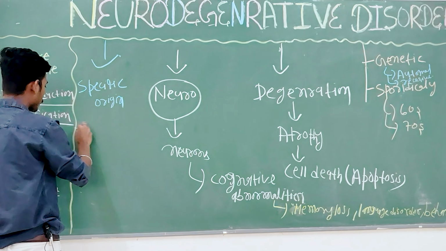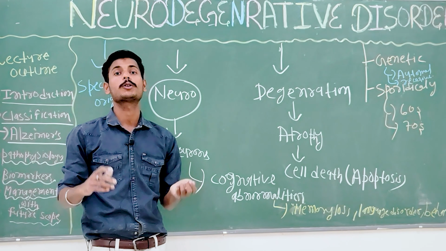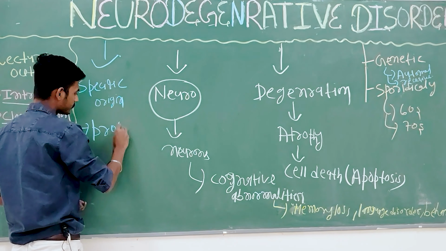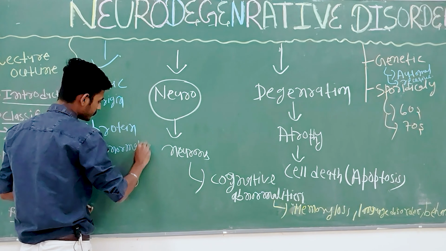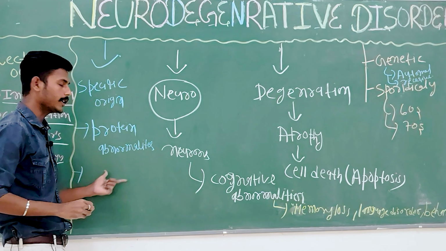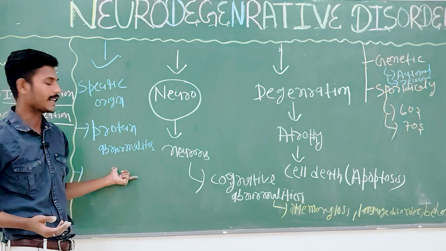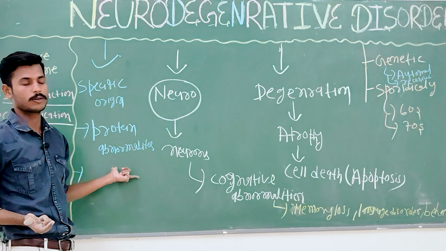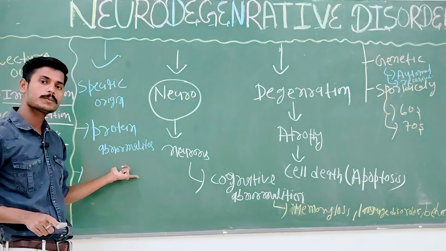Got it? No problem. Now, modern research shows that most neurodegenerative disorders occur because of protein abnormalities. No problem. Apart from that, you know that protein is a functional biochemical agent in our body, and if the protein becomes abnormal, it results in abnormal function in our body.